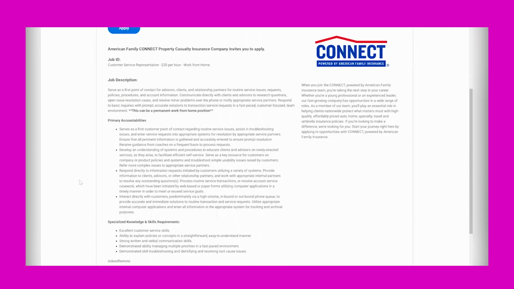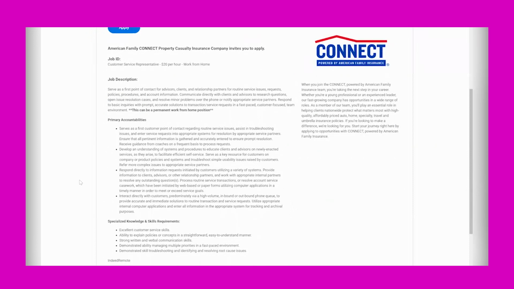So the job description states that you will serve as a first point of contact for advisors, clients, and relationship partners for routine service issues, requests, policies, procedures, and account information. Communicate directly with clients and advisors to research questions, open issue resolution cases, and resolve minor problems over the phone or notify appropriate service partners. Respond to basic inquiries with prompt, accurate solutions to transaction service requests in a fast-paced, customer-focused team environment. And it says that this can be a permanent work-from-home position.